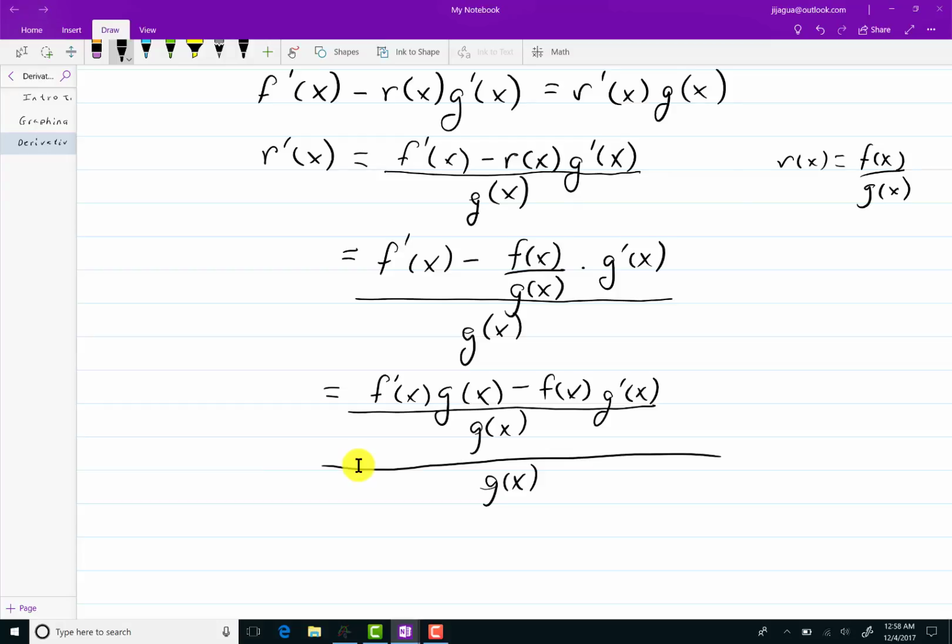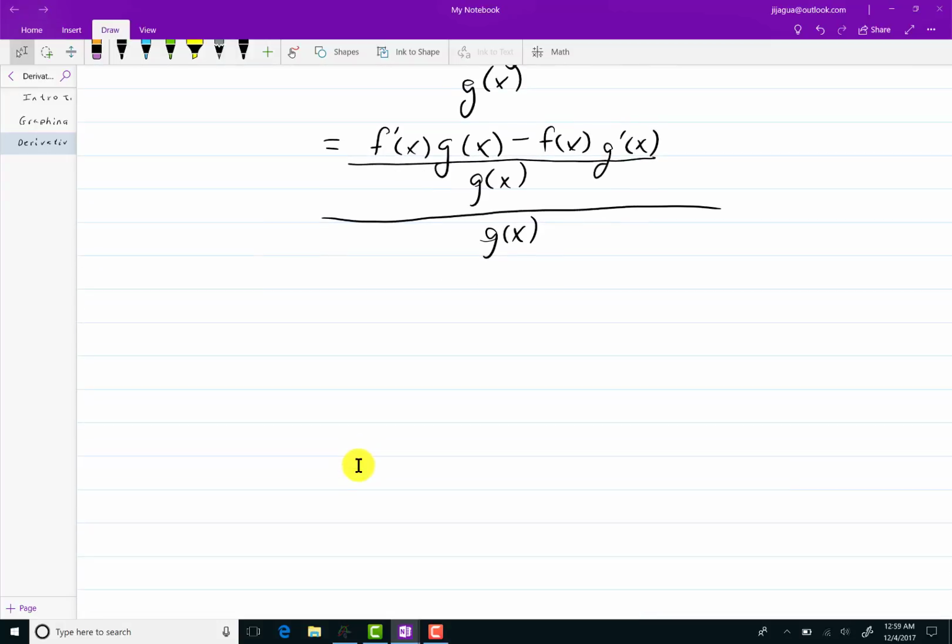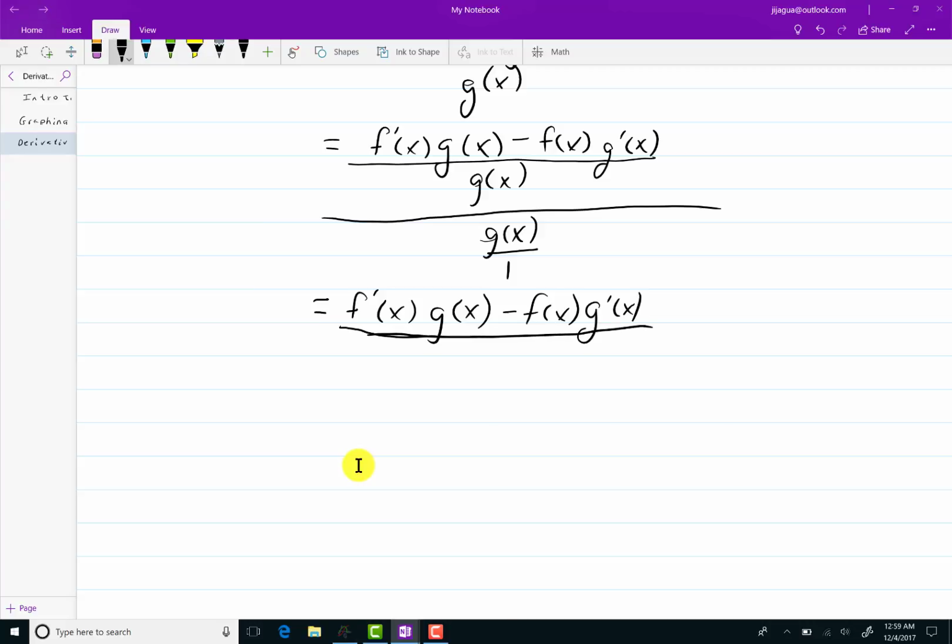And this is where you might get a little frightened if you're algebra phobic. You probably should think of this g of x as being g of x over 1, and that way I'll remember how to flip the thing. So I'll get f prime of x, g of x, minus f of x times g prime of x, all of that over g of x, the quantity squared.